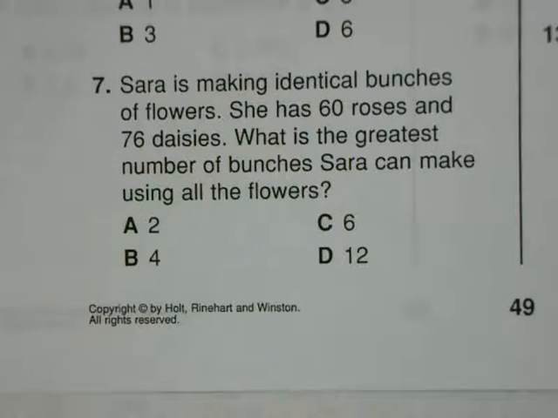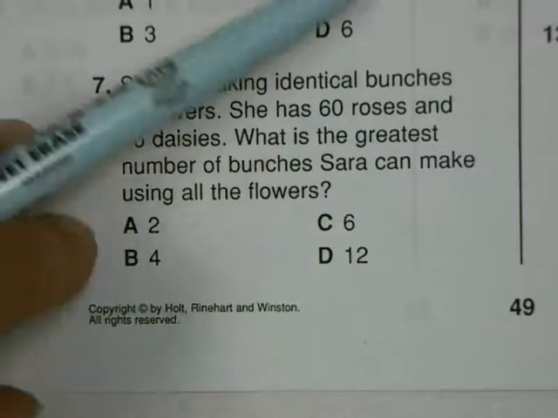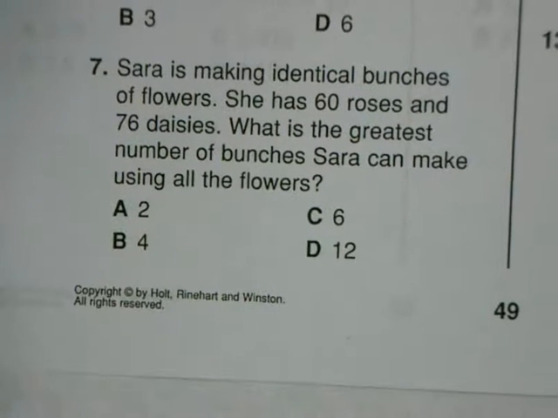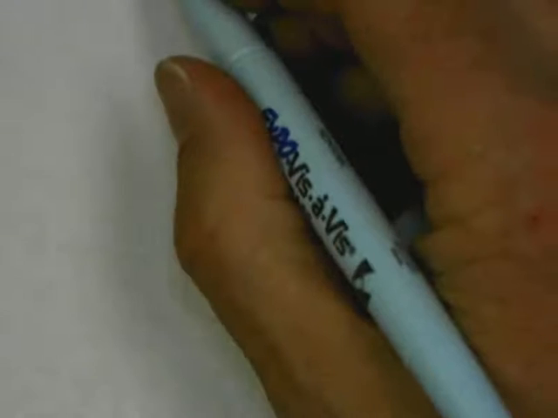We could have one bunch of 60 and 76. But what's the greatest number of bunches we can have where they all have the same ratio between 60 and 76? So I need to find my greatest common divisor between 60 and 76.